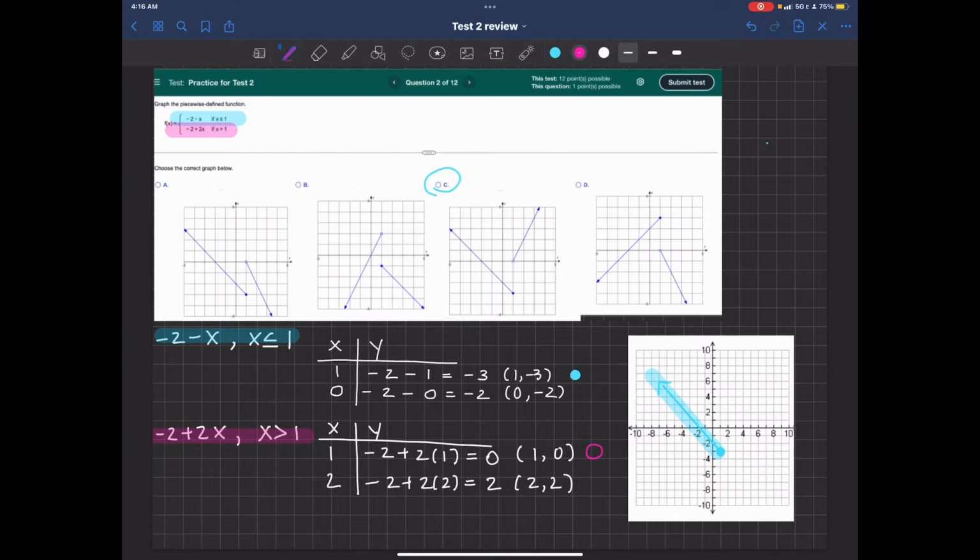So our first point is 1, 0, and that's open. And then our second point is going to be 2, 2. And so our line goes through 2, 2. And then when we highlight it, just so you can see, that's what our graph looks like. And again, the answer choice is C.